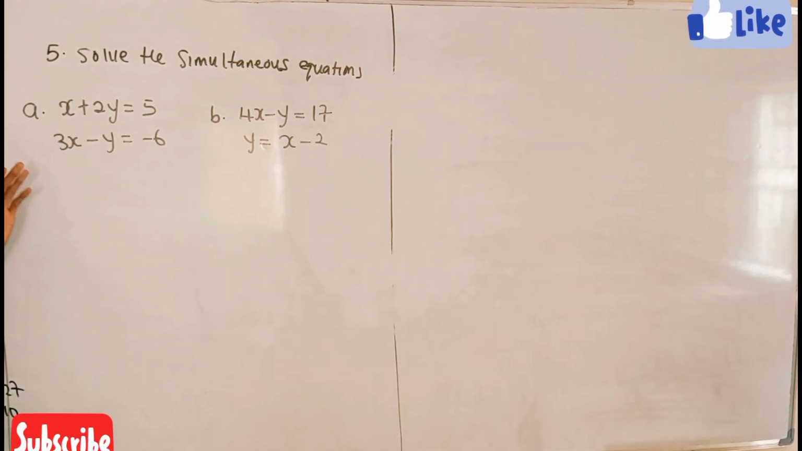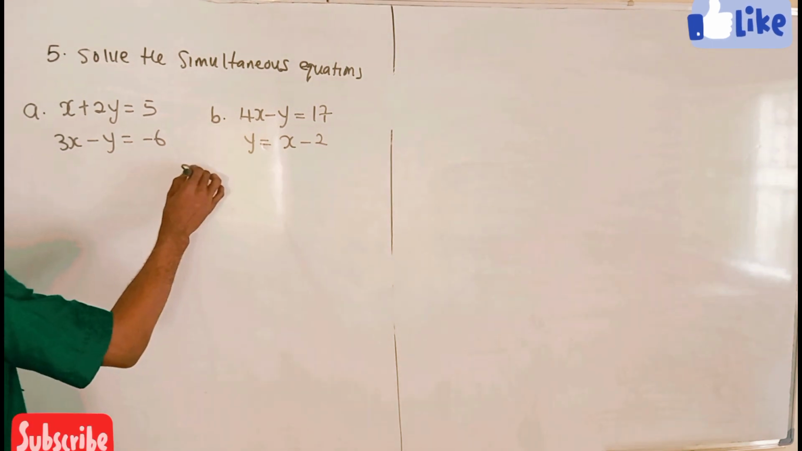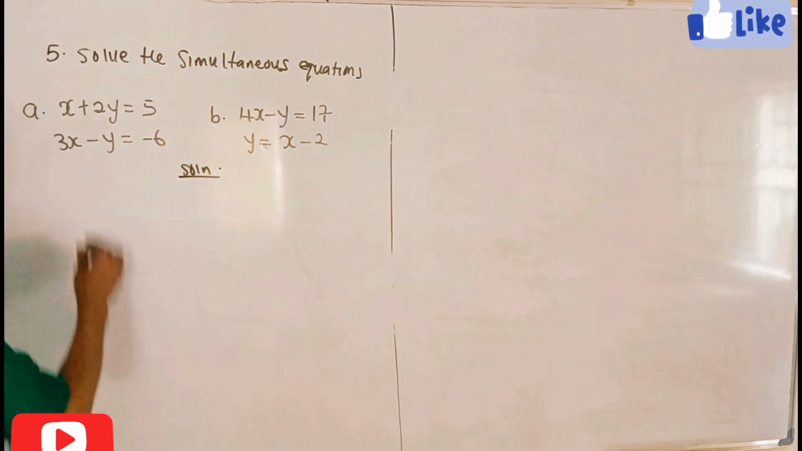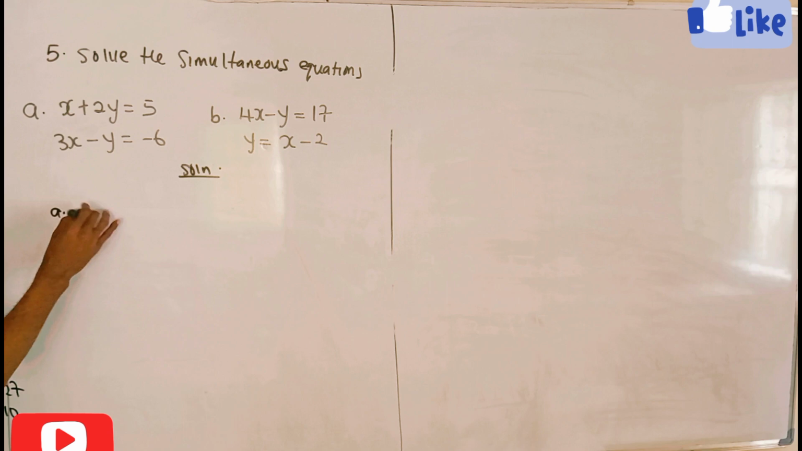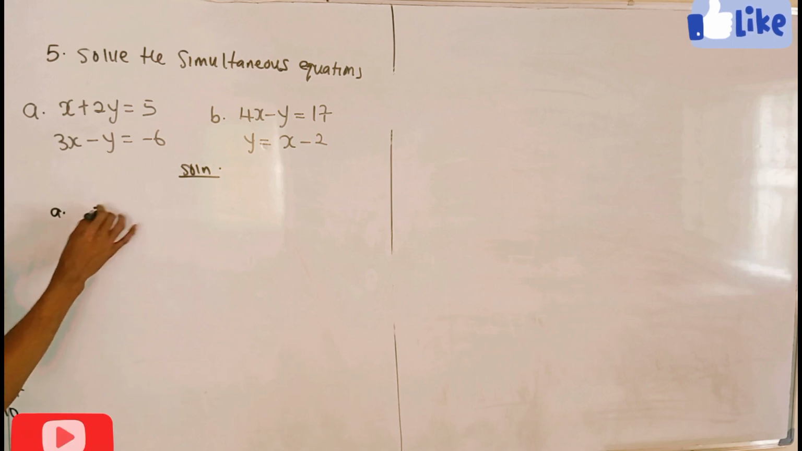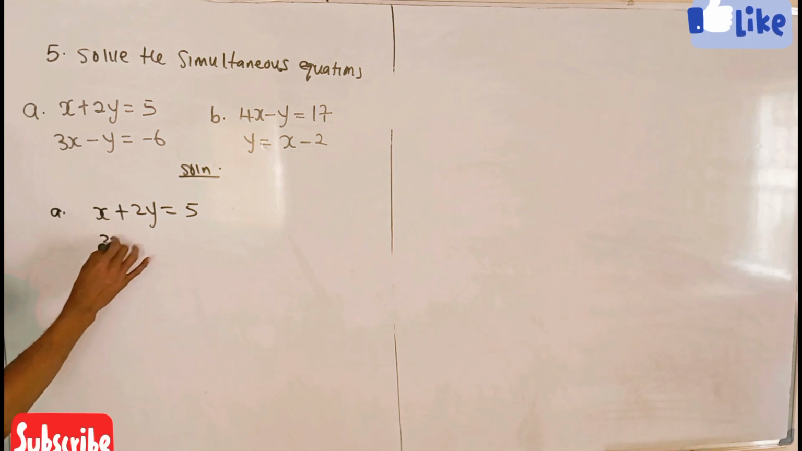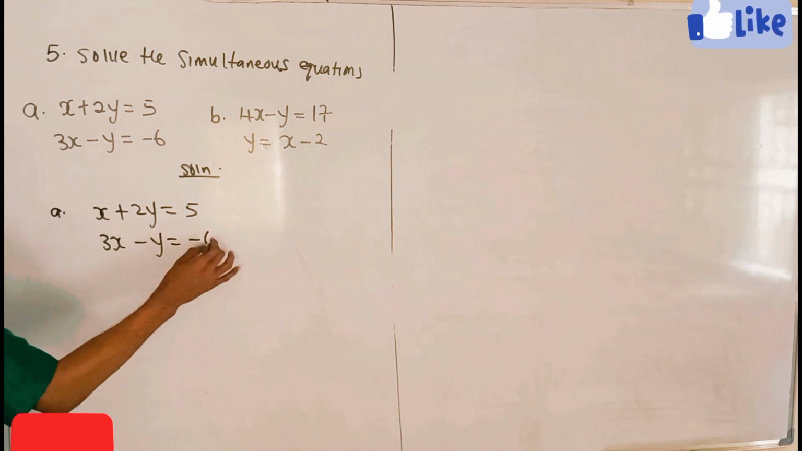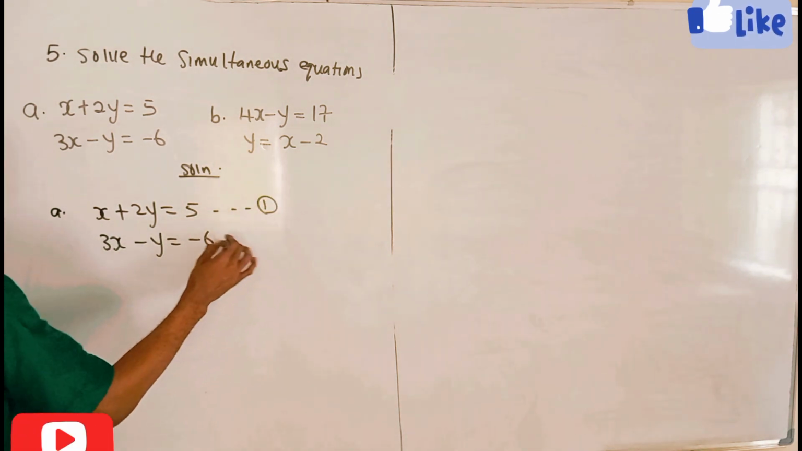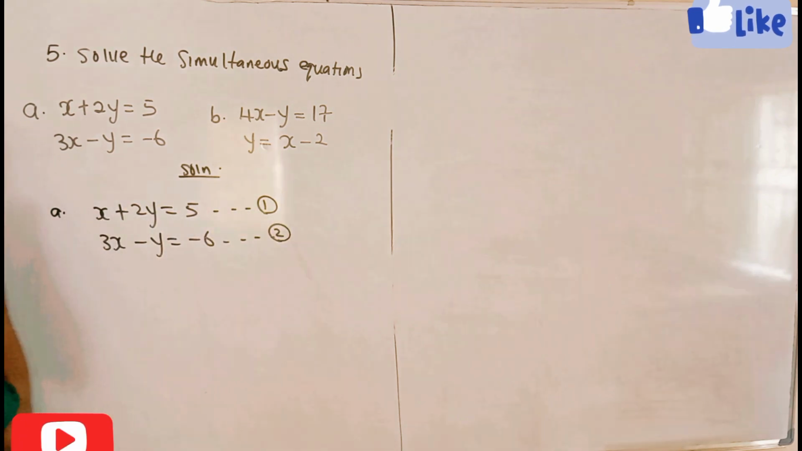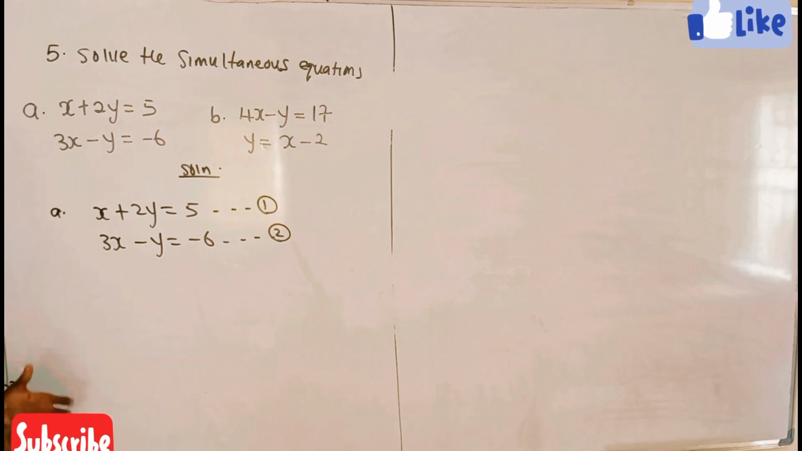Of course, we have A and B. So we have the solution. The first, A, says x plus 2y is equal to 5, and 3x minus y is equal to minus 6. The first is equation 1 and that's equation 2. Okay, so we can use the elimination method.